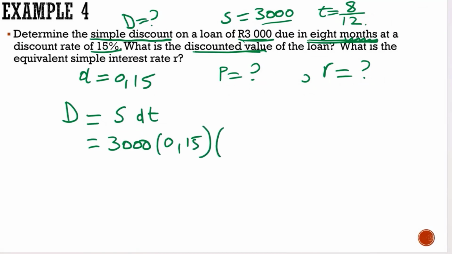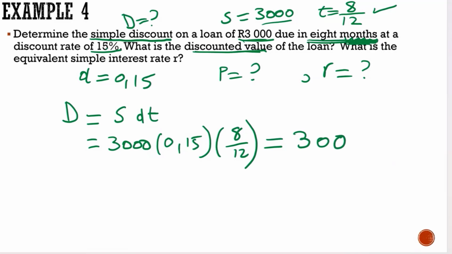And our T, remember, we needed to convert because it is less than a year. So now you've got 8 divided by 12. Now you just plug this into your calculator. So your discounted amount is equal to 300.